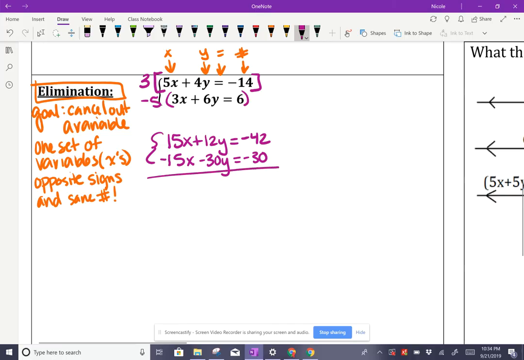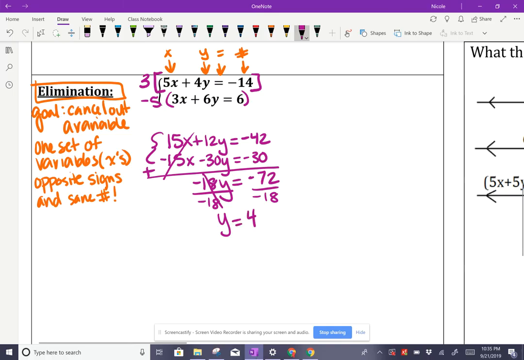And all I can do now is add top to bottom. So 15x plus a negative 15x is going to cancel out. 12y plus a negative 30y is going to give me a negative 18y. And negative 42 plus a negative 30 is going to give me a negative 72. So now I need to get that y by itself. So I'm going to divide by negative 18 on both sides. And y is going to be equal to 4.